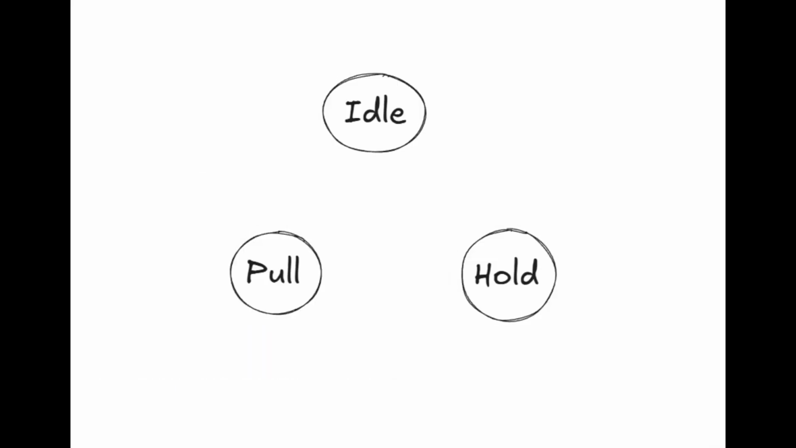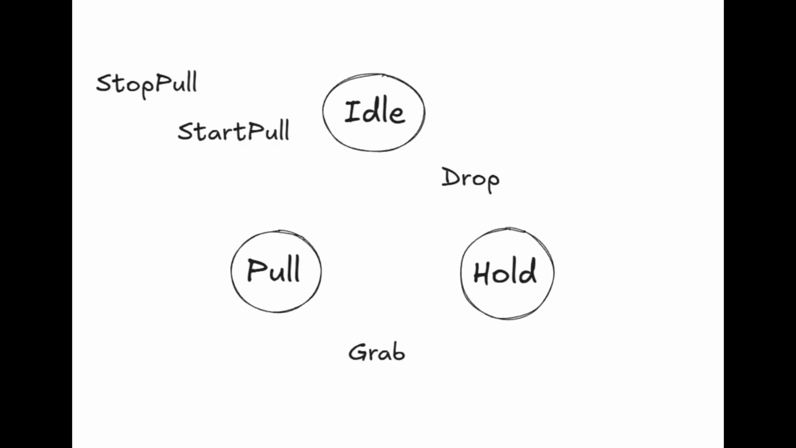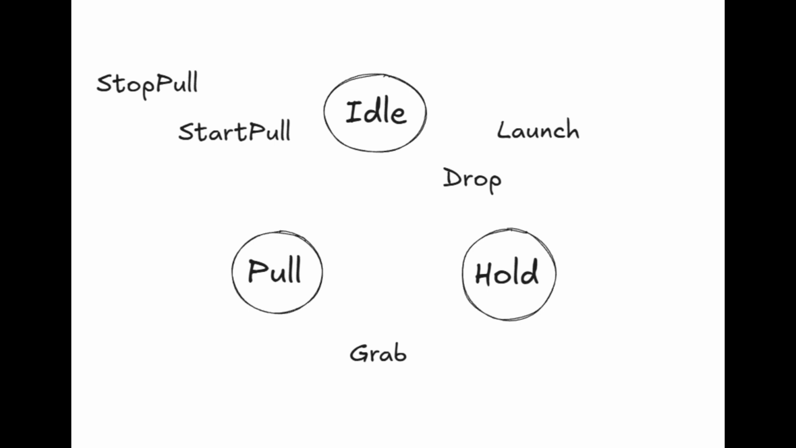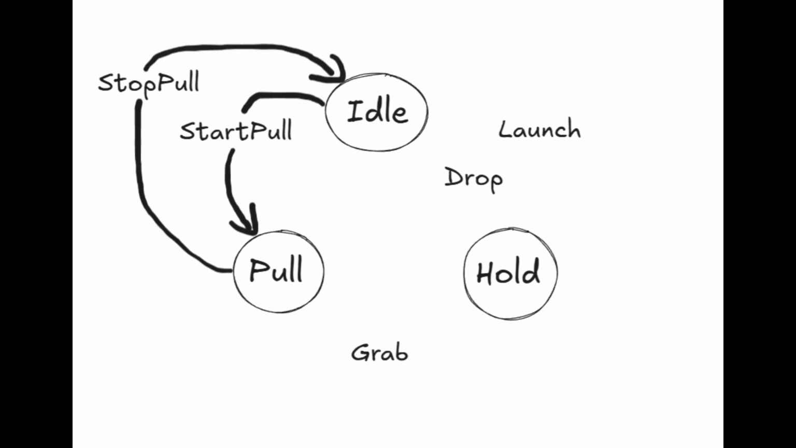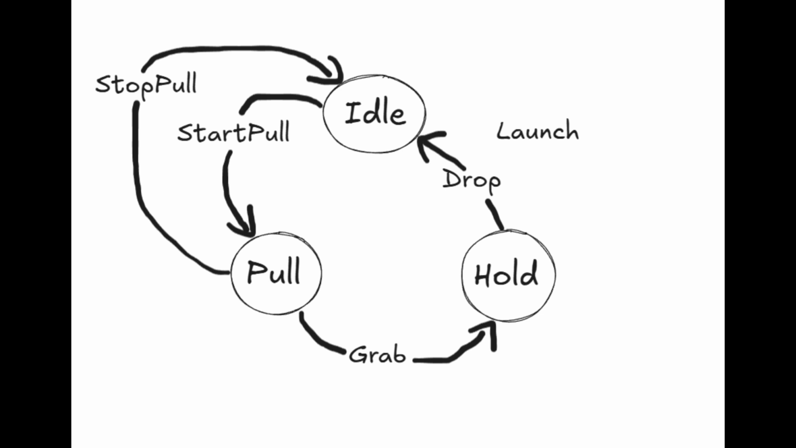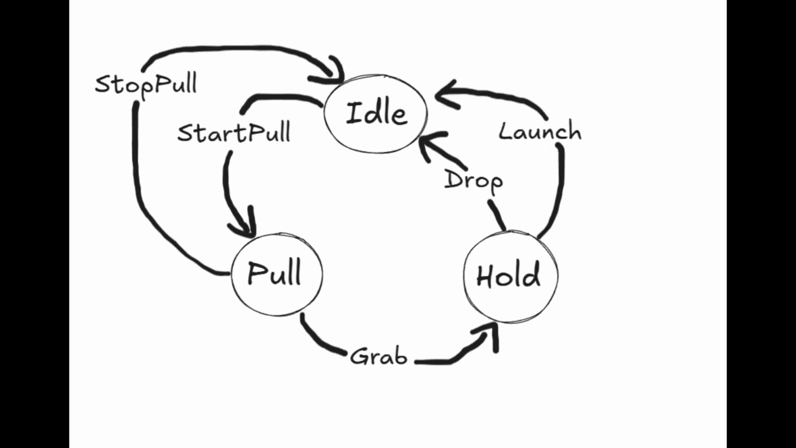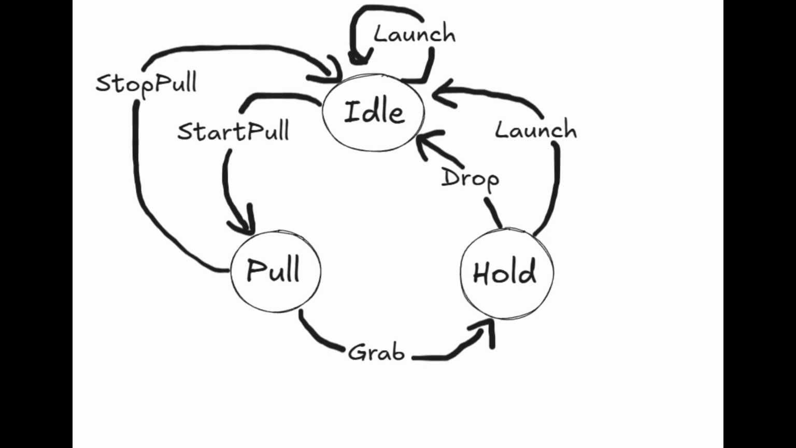Our inputs are start pull, stop pull, grab, drop, and launch. These represent the different actions that the gravity gun can do. Start pull transitions idle state to pull state. Stop pull transitions from pull state back to idle state. Grab transitions from pull state to hold. Drop transitions from hold to idle. Launch can be used both when transitioning from hold to idle or just within the idle state.